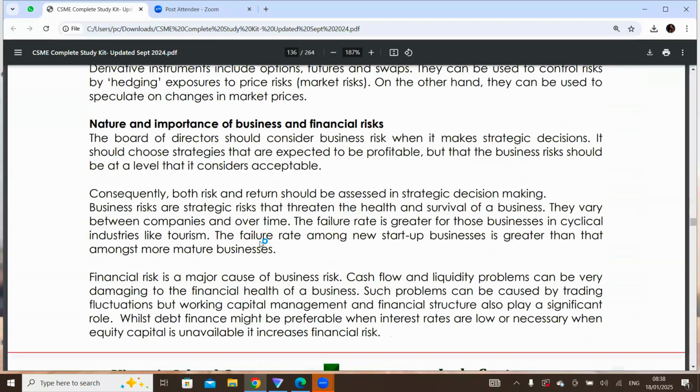So the next, let's look at the nature of business and financial risks. We said the board of directors need to consider business risks when they are making strategic decisions. It is to choose strategies that are expected to be profitable, and they should make sure that business risks are at a level that's considered acceptable. The thing is that when it comes to risk-based decision making, it is a strategic decision, just like you learned last week. It is a high-level decision. So you said business risks are risks that threaten the survival of a business.